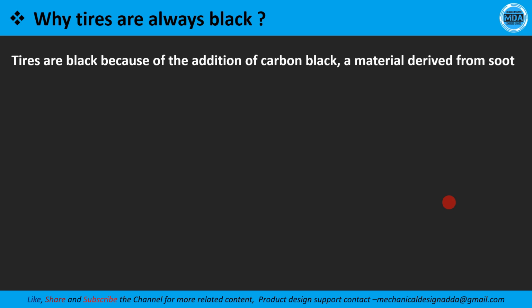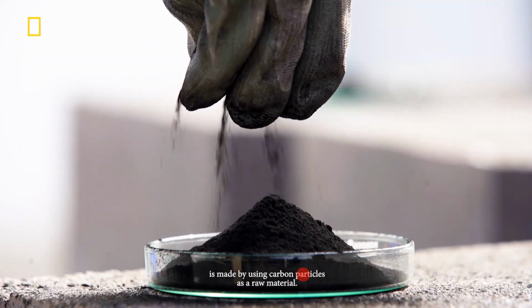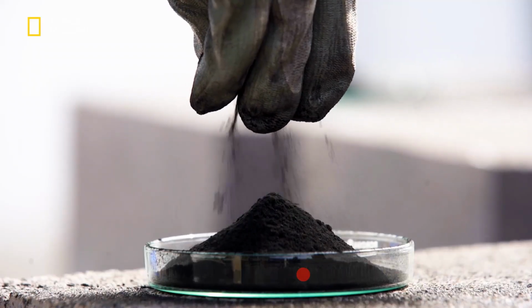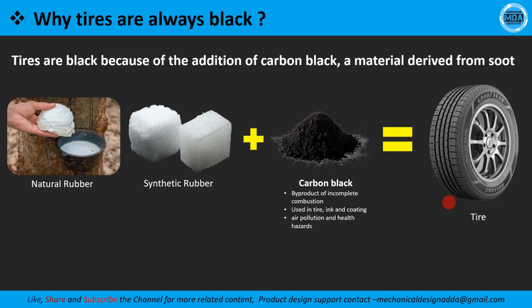So let's start. The tire is always black because of the addition of carbon black. We use carbon black to make the black color of the rubber. Carbon black is nothing but the byproduct of incomplete combustion, like incomplete combustion of fuel or wood. It is a very fine powder type, you can see powder-type soot. It is derived from soot, so it is like fine powder carbon particles.